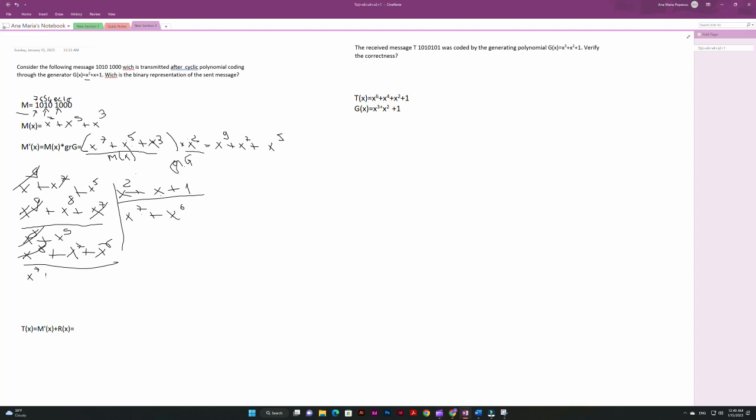And we'll cut x to the power of 8, and we have x to the power of 7 plus x to the power of 5 plus x to the power of 6. And here we have x to the power of 5, and x to the power of 5 multiplied by x to the power of 2 is x to the power of 7. Then we have x to the power of 6, plus x to the power of 5. And we'll cut x to the power of 7, x to the power of 5, and x to the power of 6. And the rest is 0.